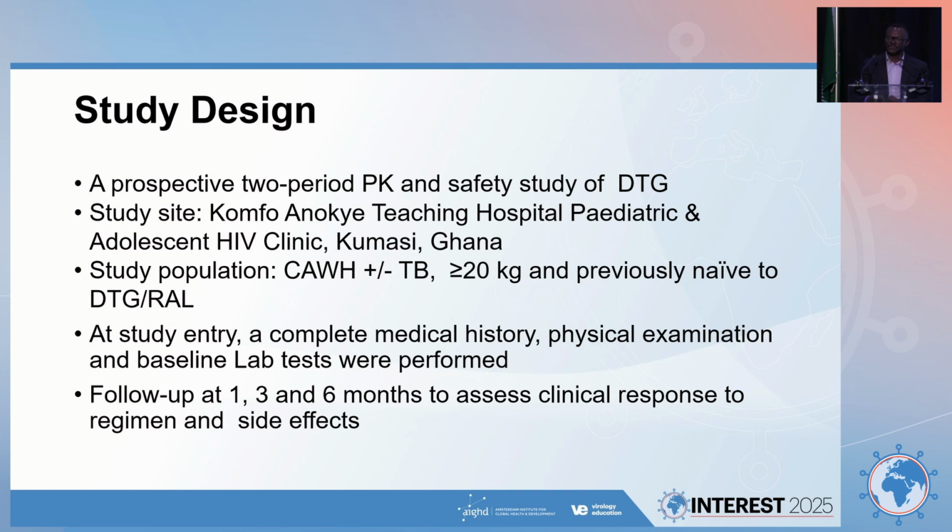So it was a prospective 2-period pharmacokinetics and safety study, and it was conducted in the Komfo Anokye Teaching Hospital in Kumasi, Ghana. Our study population were children and adolescents with HIV, with or without TB, weighing at least 20 kilograms, and previously naive to any of the integrase strand transfer inhibitors. At study entry, we took a complete medical history and physical examination and baseline laboratory tests, and we followed up at the first, third, and 6 months post-recruitment.